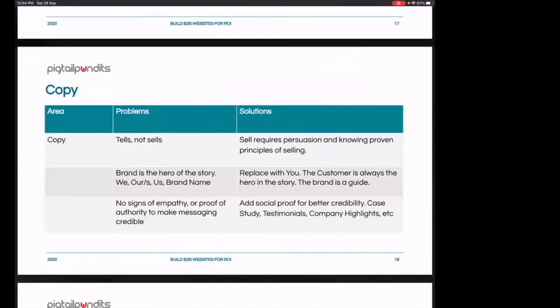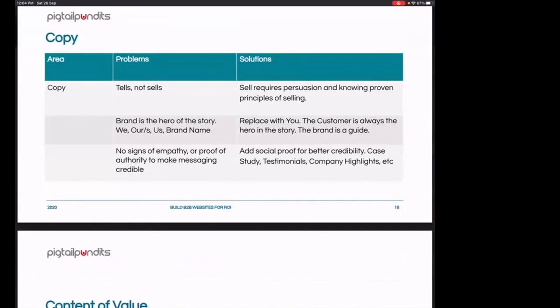Okay, how do you evaluate copy? I've already told you this. Most websites tell but don't sell. Sell is very, very structured. It is answering of questions in the customer's head. It is not product description. So sell requires persuasion and knowing proven principles of selling. Now, most guys don't even get in here.